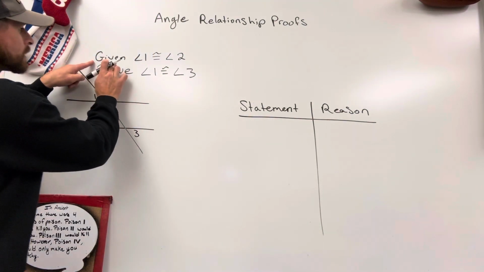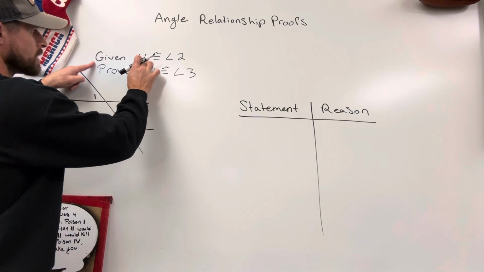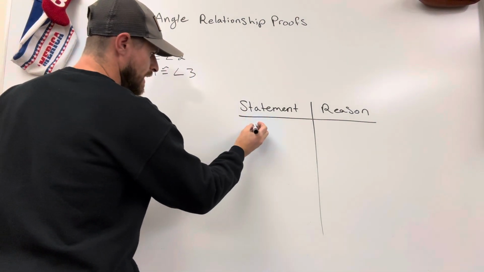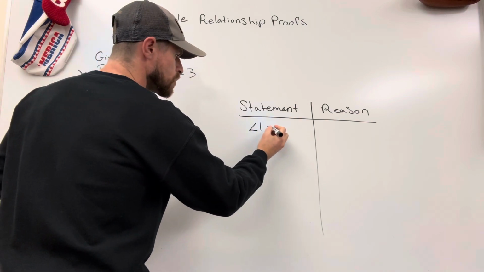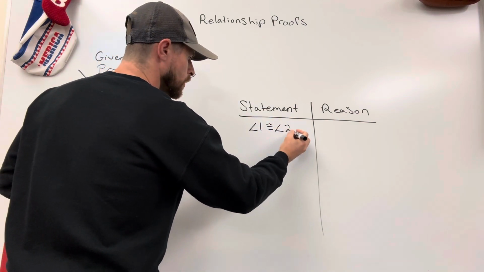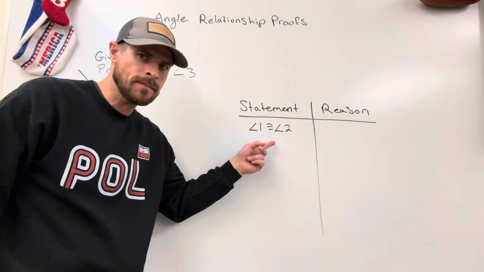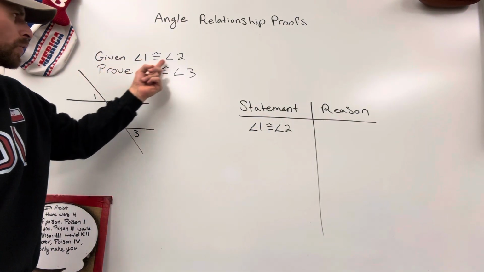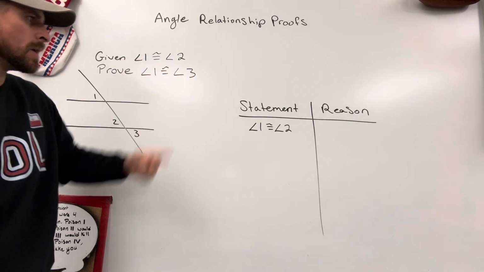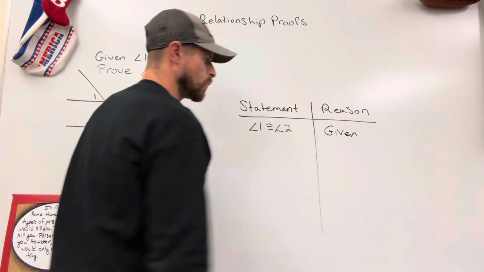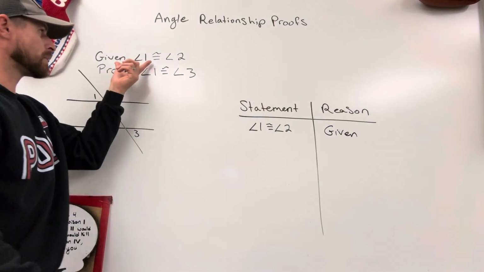So what we start with is our given. Angle 1 is congruent to angle 2. I'm going to state that right now. I'm going to say angle 1 is congruent to angle 2. Now, how do I know that? What's my reasoning for being able to make this claim? Well, I was told this. This was given to me. So all I have to write for my reason is given. So you're typically going to start with your given piece of information.